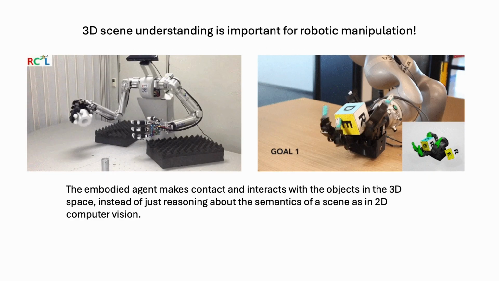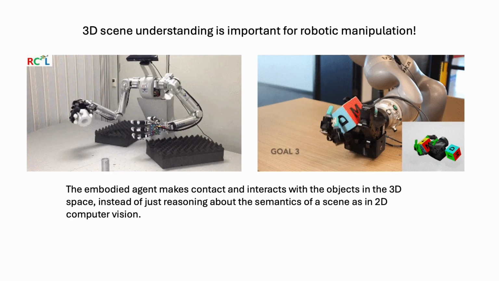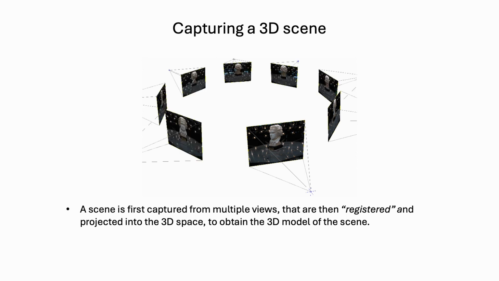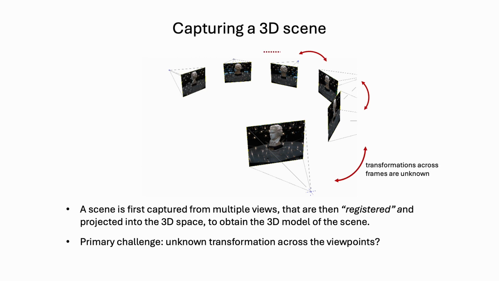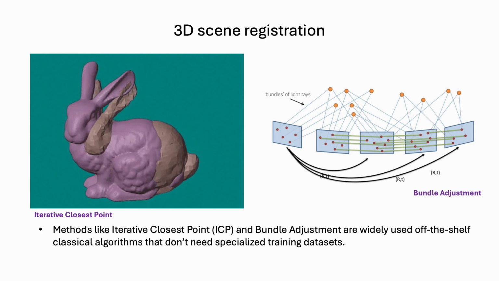3D scene understanding is an important aspect of robotic manipulation, as the agent directly interacts with the object in 3D space. Typically, a 3D scene is captured by scanning the scene from multiple viewpoints and then registering the scene using the pose transformation between the viewpoints. However, in the real world, these pose transformations are often unknown. Methods like iterative closest point and bundle adjustment are then used for estimating the pose transformation.